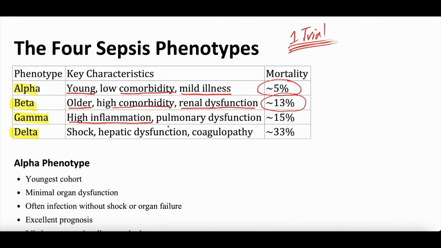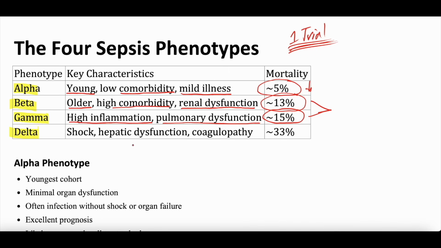Their inflammatory markers were kind of more elevated and deranged. And they also had a higher incidence of pulmonary dysfunction or lung dysfunction requiring oxygen therapies or mechanical ventilation. Their mortality was a little higher, but similar-ish to beta. So this beta and gamma phenotype mortalities were similar, whereas alpha was the lowest.